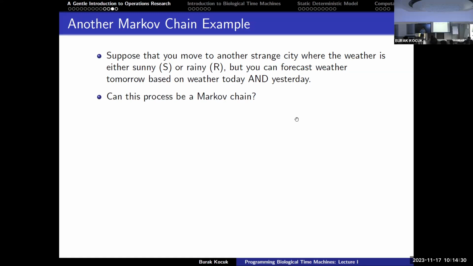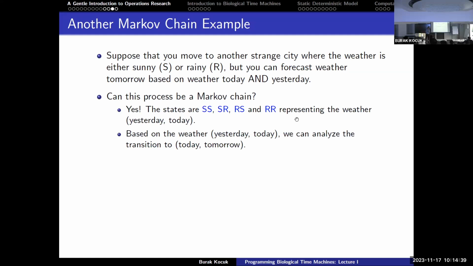The answer is yeah, but you have to define your states carefully. Now, instead of defining two states, you have to consider yesterday and today as a pair. And if you define your state as a pair, then it can be a Markov chain. Okay? What I mean by this, for example, there will be a state sunny, sunny, which means that yesterday was sunny and today was sunny. And sunny, rainy means yesterday was sunny, but today is rainy. Now, somehow you put the past in the state description.